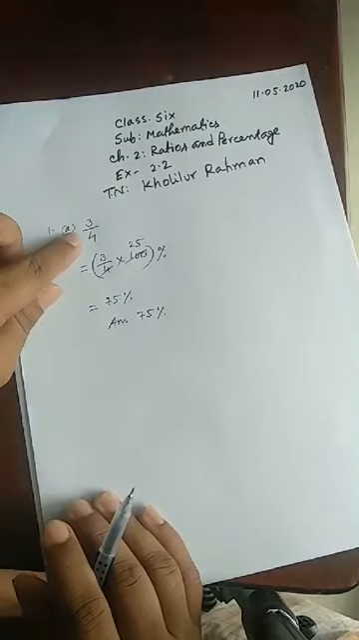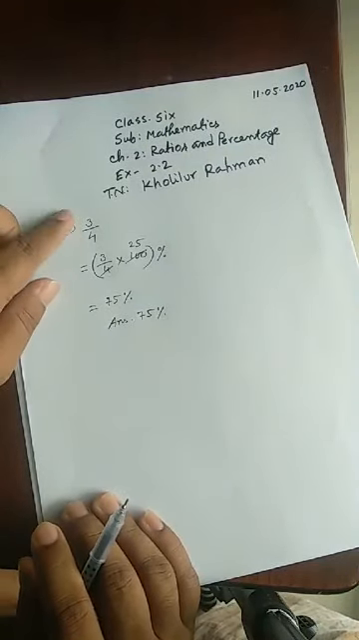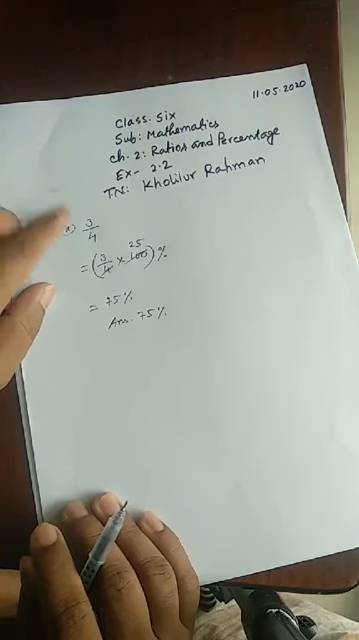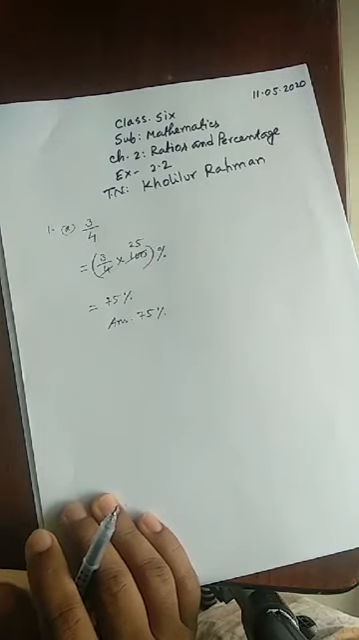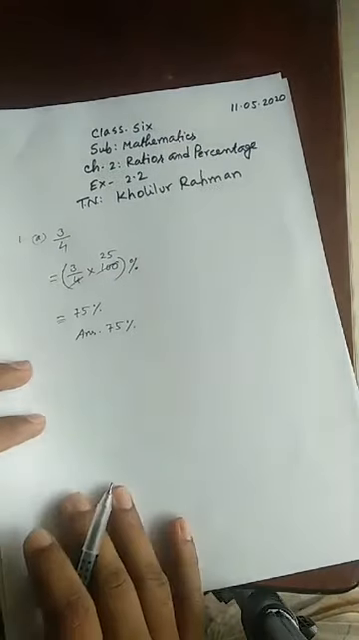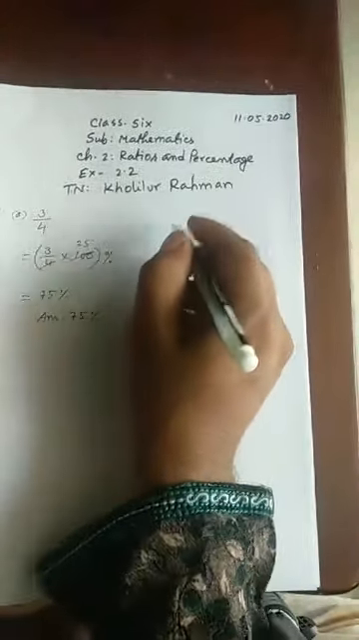Another way, you can make the denominator 100 by multiplying by 25. 3 into 25, 4 into 25. And another way, you can multiply both by 100, then you may convert. In different ways you can solve it. Have you understood?